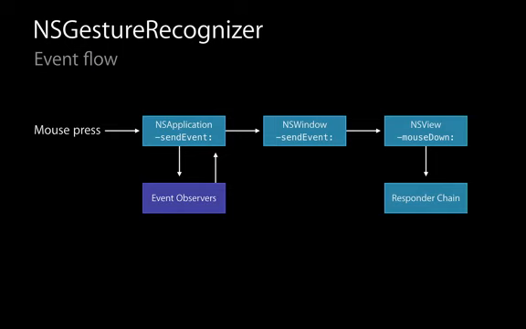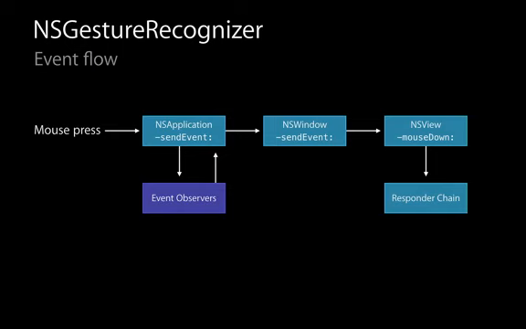The event flow is really important with gesture recognizers. Let's look at mouse press for an example. In Mavericks, it would work like this. Mouse press goes to NSApplication sendEvent. If it doesn't get consumed there, sendEvent will send it off to the event observers, if there are any. If the event observers don't consume it, it will flow back up to sendEvent, and sendEvent will send it off to the appropriate window.